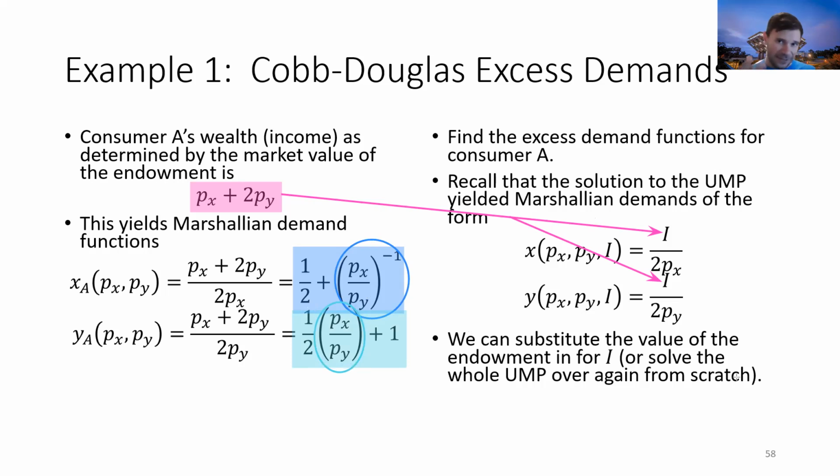Okay, so if you give me a particular price ratio, I can plug that in and tell you exactly how much A will demand of each good. Okay, in order to find A's excess demand function, all we're going to have to do with each of these demands is subtract out what?